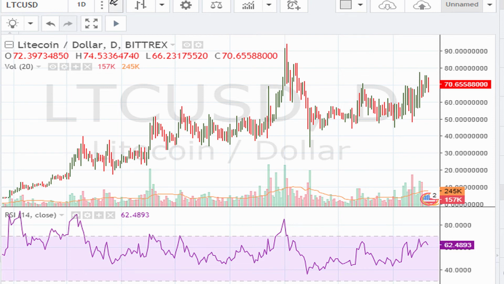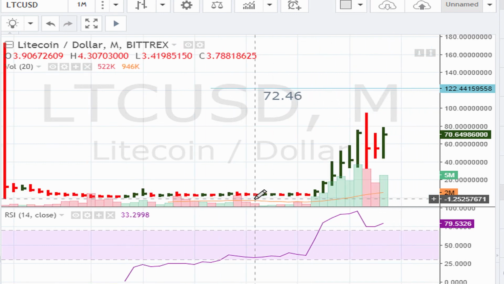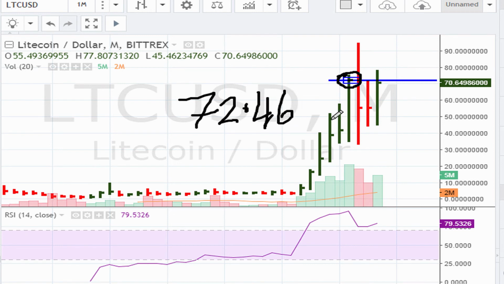Also, if we take a look at the monthly chart for Litecoin, and I talked about this a couple of days ago, maybe a week or so ago, there's a breakout level here for Litecoin. So if it is to do well, it needs to move above this prior monthly closing high. The level there is 72.46. So it needs to break out if there's going to be an explosive move to the upside.